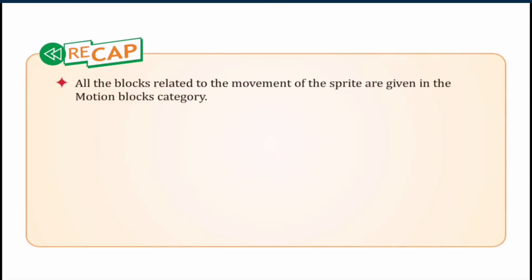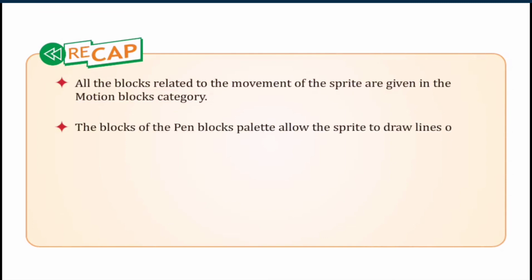All the blocks related to the movement of the sprite are given in the motion blocks category. The blocks of the pen block palette allow the sprite to draw lines on the stage, change the color and the thickness of lines.